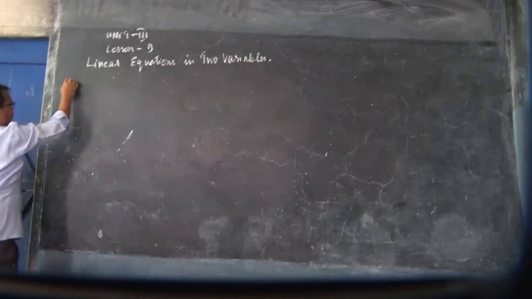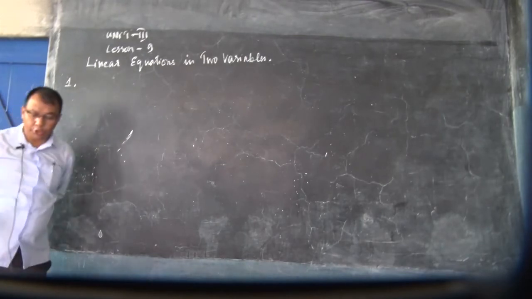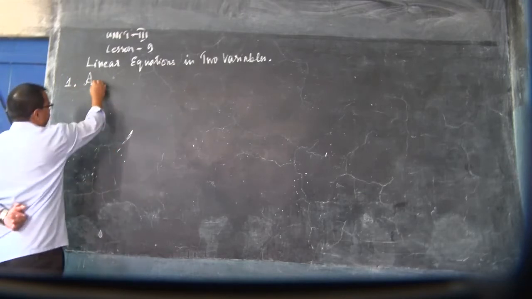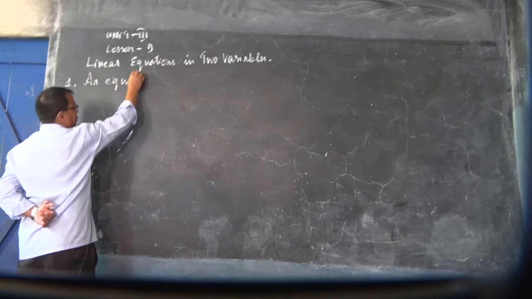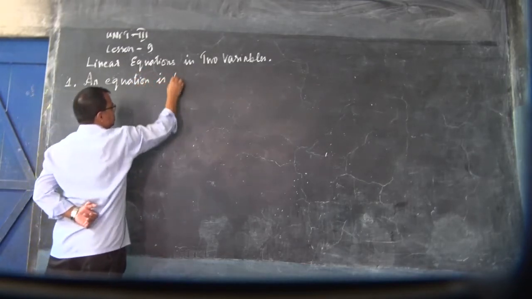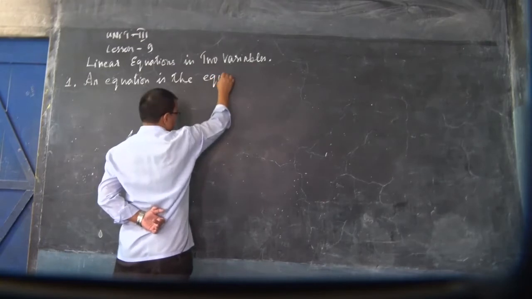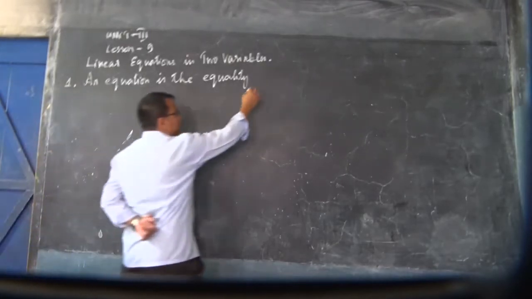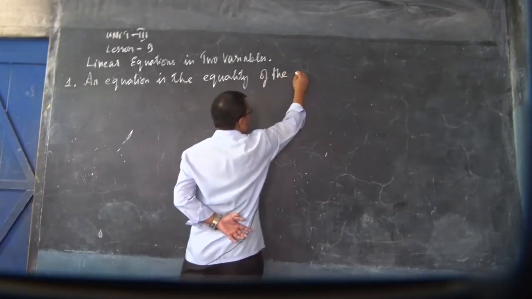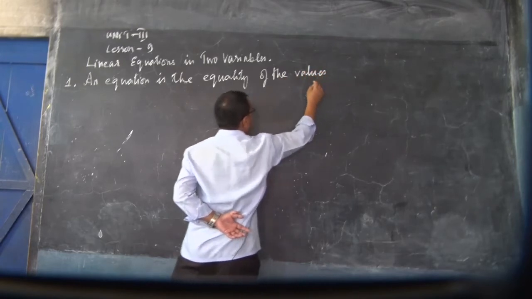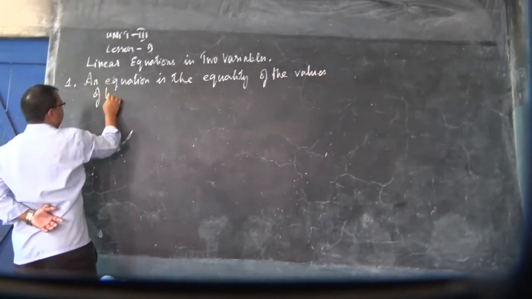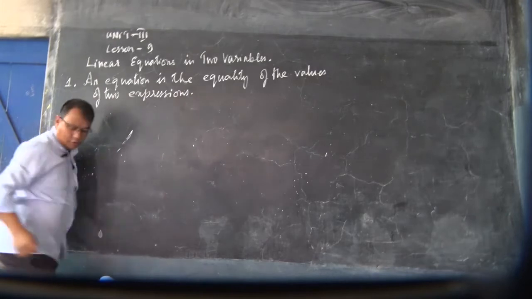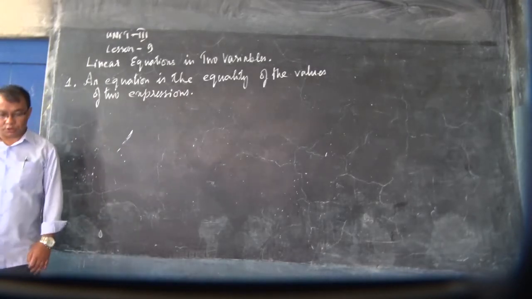Okay? Then we will go with point, definition number 1. An equation is the equality. We can take first the definition of equation. An equation is the equality of the values of two expressions.